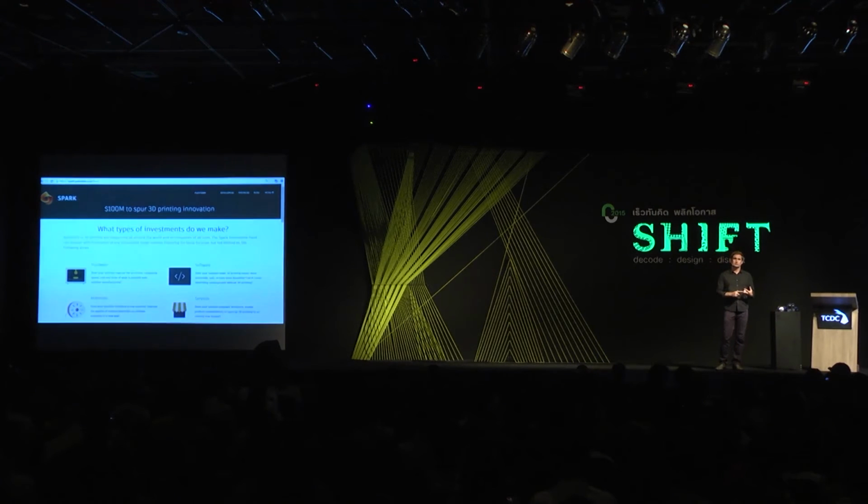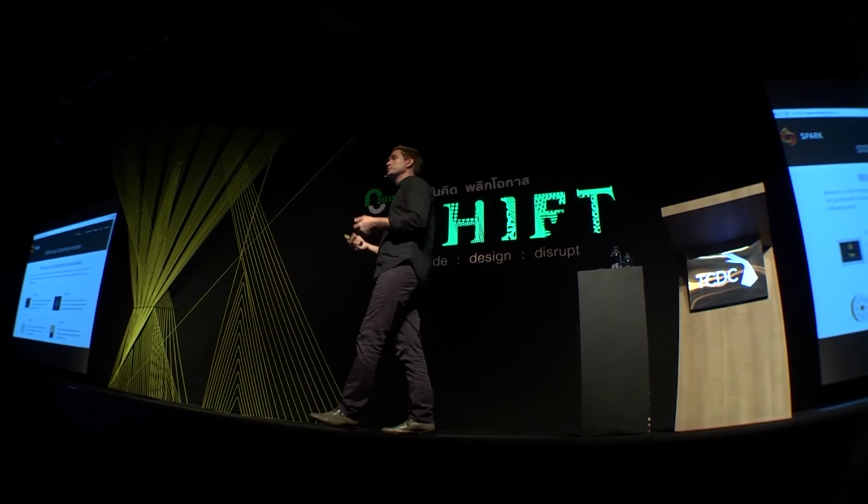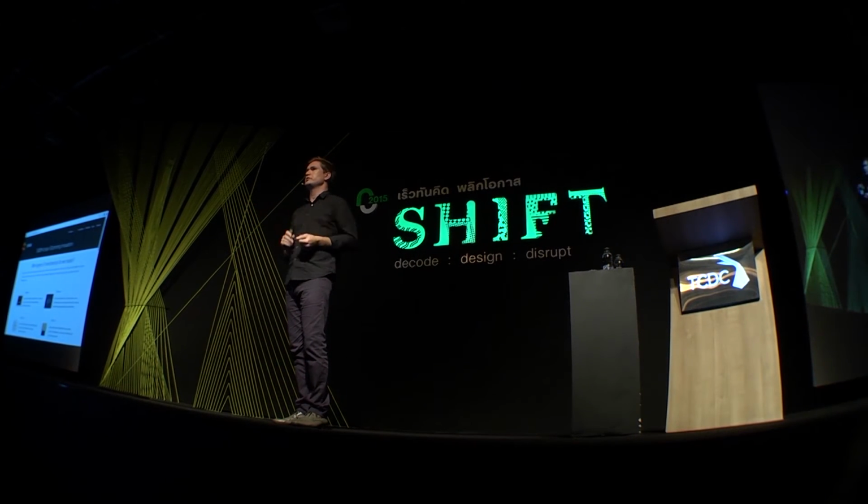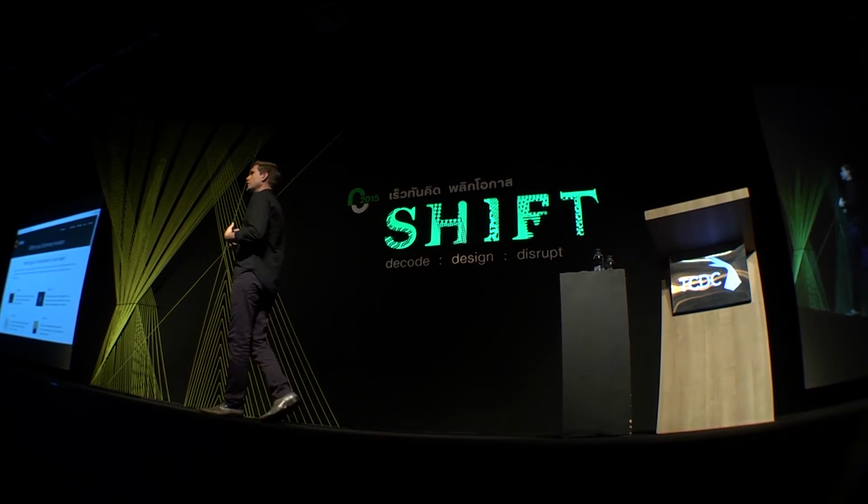So this includes the machines, the 3D printers, the materials that go into the machines, the software that drives the machine, and also the services that can be provided around that. So we take a very broad view of what is 3D printing. It's not just the machine itself. In fact, I would argue that that's not the interesting aspect.